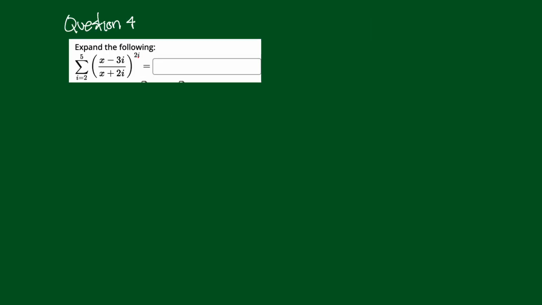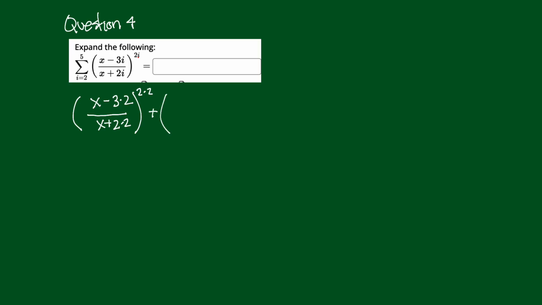Question 4, let's expand this expression. Now notice the directions say just expand. It does not say to simplify. So let's just replace i with 2, 3, 4, and then 5. So how about if we start here? Fractions. We'll have x minus 3i, but i is 2, over x plus 2 times i, and i is 2, right? And that's all to the 2 times i, which is 2.